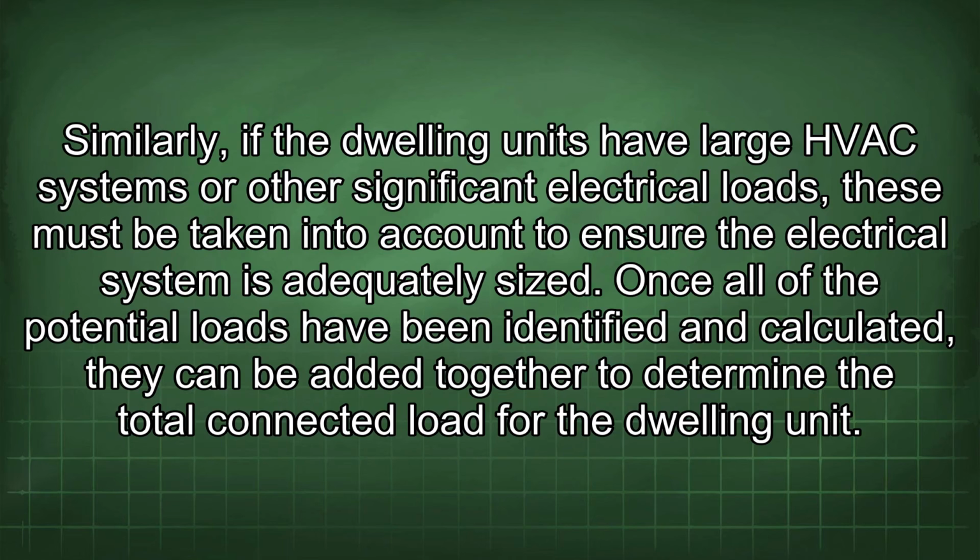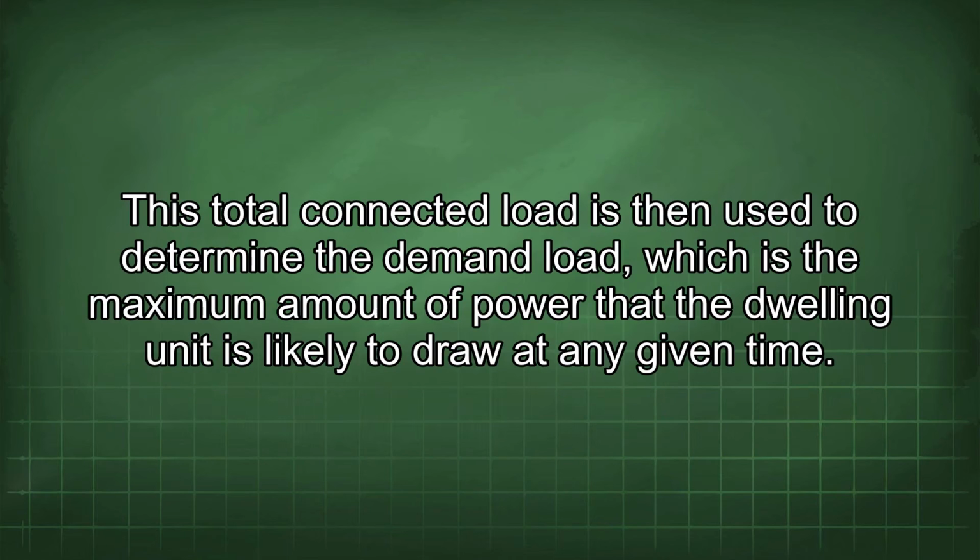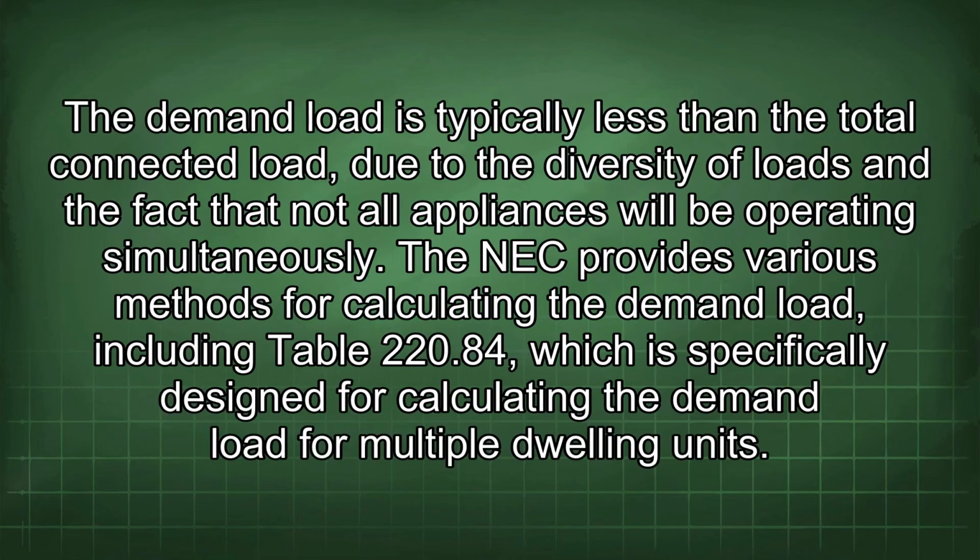Once all of the potential loads have been identified and calculated, they can be added together to determine the total connected load for the dwelling unit. This total connected load is then used to determine the demand load, which is the maximum amount of power that the dwelling unit is likely to draw at any given time. The demand load is typically less than the total connected load due to the diversity of loads and the fact that not all appliances will be operating simultaneously.